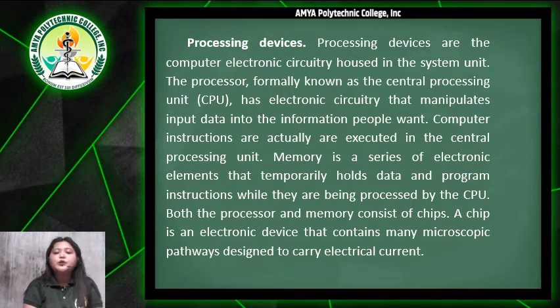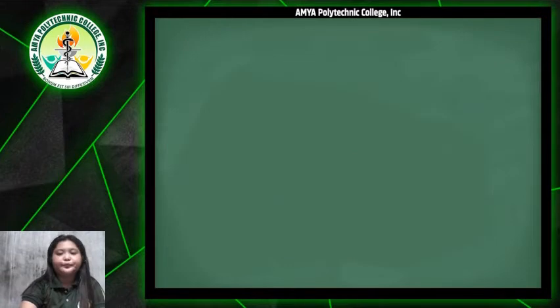So computer instructions are executed in the central processing unit. So memory is a series of electronic elements that temporarily holds data and program instructions while they are being processed by the CPU. So both the processor and memory consist of chips. So a chip is an electronic device that contains many microscopic pathways designed to carry electrical current.